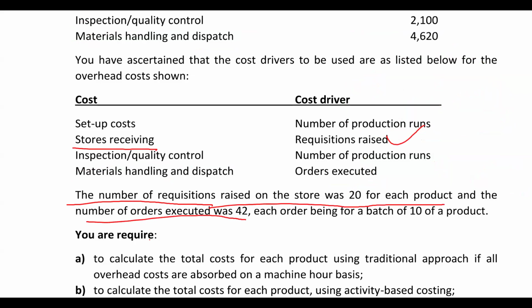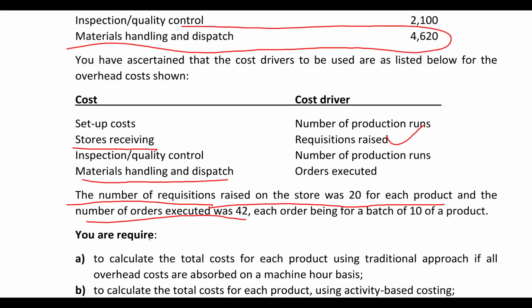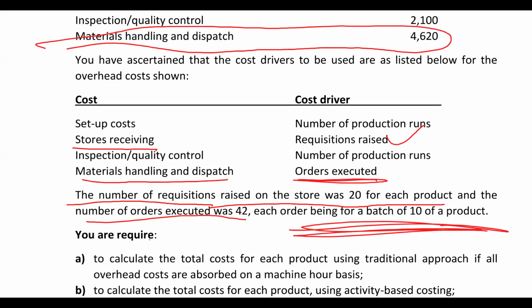This is very clear. Remember, when we are dealing with material handling, this cost, we allocate it based on the number of orders executed for each product. And we are told that the number of orders executed, they were actually 42. Now, each order was of a batch of 10 units, okay? 10 units, that's a batch.